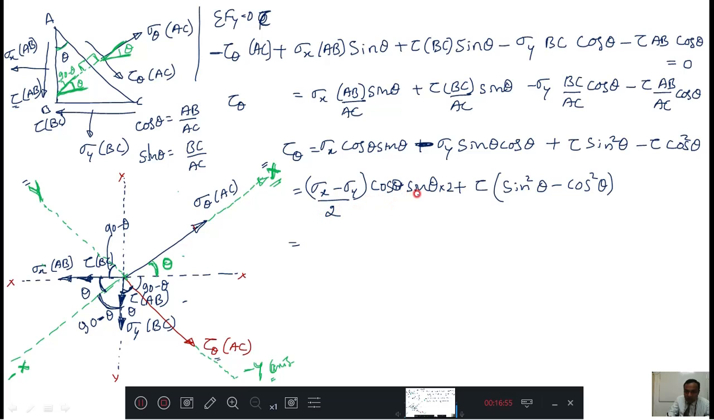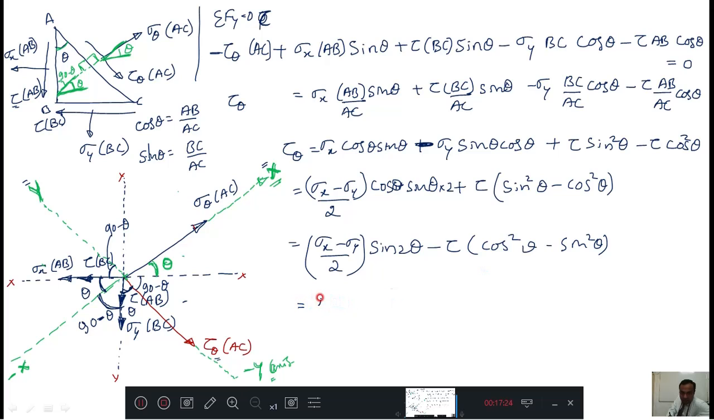Therefore this cos theta sin theta into 2 becomes sin 2 theta. Therefore sigma x minus sigma y by 2 into sin 2 theta. Then here sin square theta minus cos square theta, I don't have any equation in trigonometry, but I have an equation for cos square theta minus sin square theta. Therefore minus taken common, then cos square theta minus sin square theta. Therefore again writing sigma x minus sigma y by 2 sin 2 theta minus tau cos 2 theta is your tau theta equation.